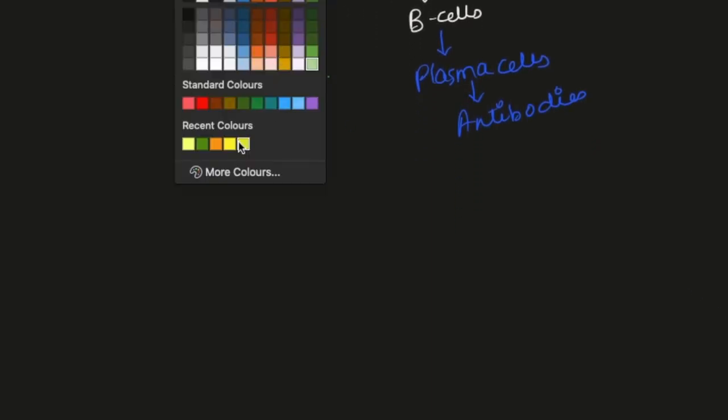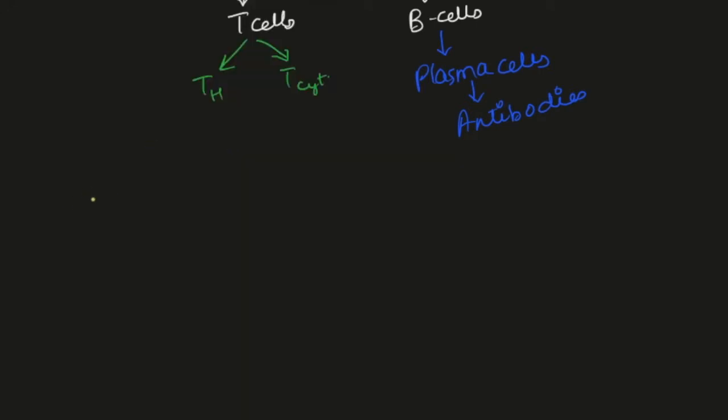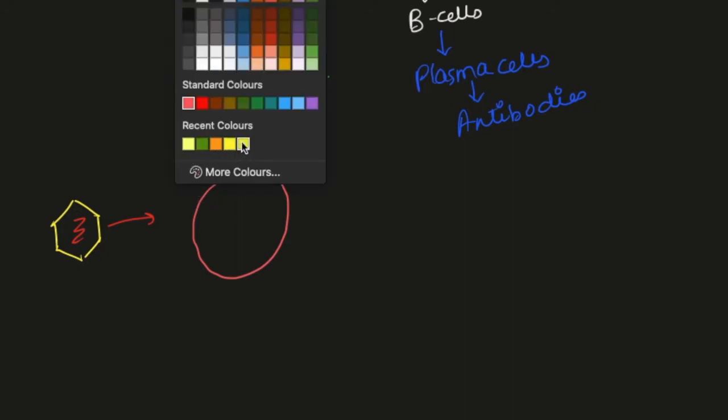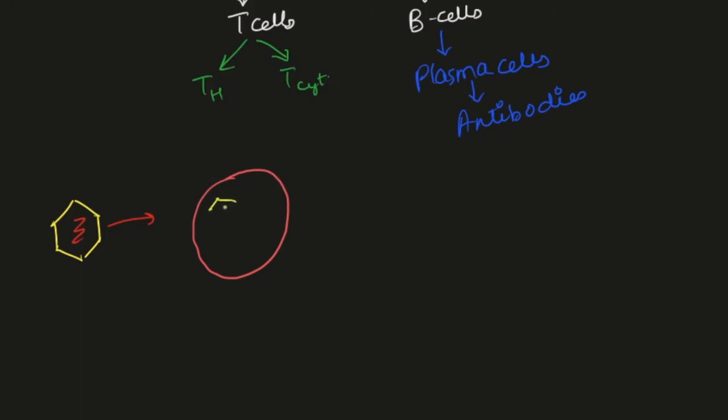Now, as we know, viruses are basically a type of intracellular pathogens. Intracellular pathogens means whenever they attack a human host or human cell, most of the time they usually multiply within the cell and cause infection.